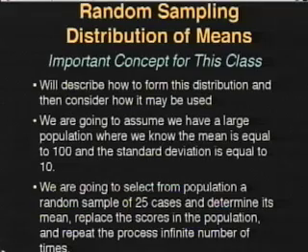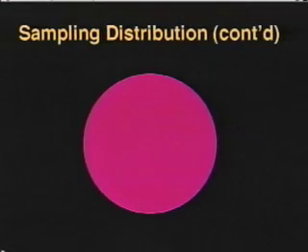For this example that we did, we had large population scores where the mean was 100, the standard deviation was equal to 10. What we did is selected samples of 25 cases from this population, and we determined the mean for each one of the samples of 25 cases. And after we sampled the 25, we returned those scores back to the population. We repeated the process a very large number of times. What we did is create a sampling distribution of means based upon a sample size of 25.